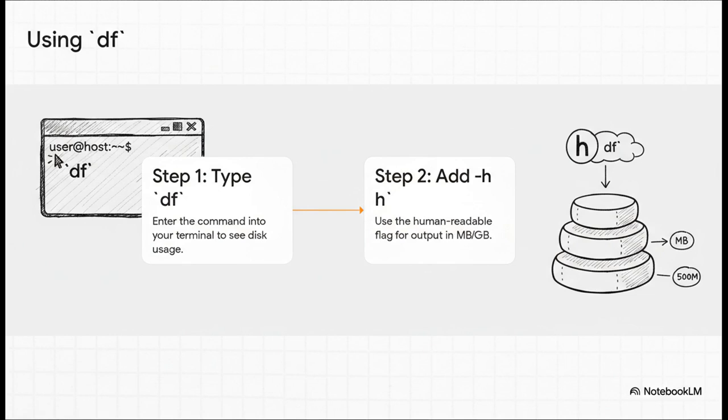Using it could not be simpler. You just type df into your terminal. But, and this is the big pro tip, always add the -h flag. That H stands for human readable, and it magically transforms the output from this confusing mess of data blocks into nice, clean gigabytes and megabytes. Seriously, it makes a huge difference.